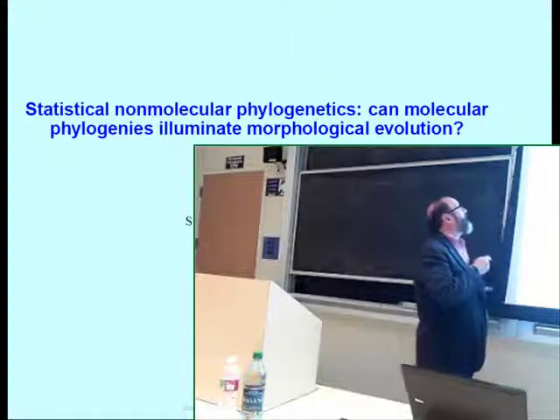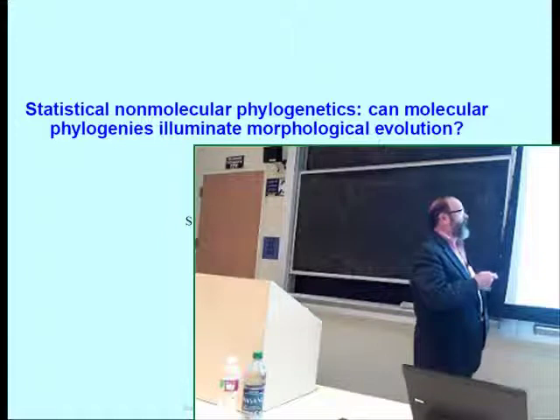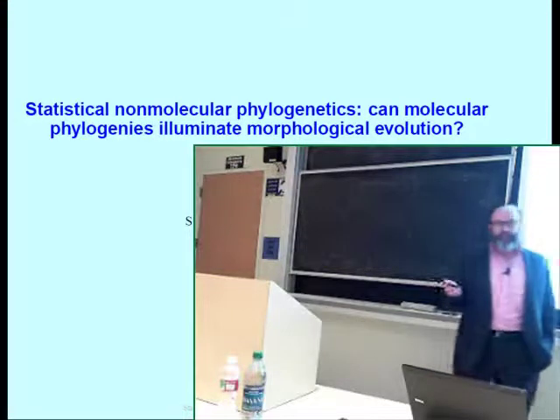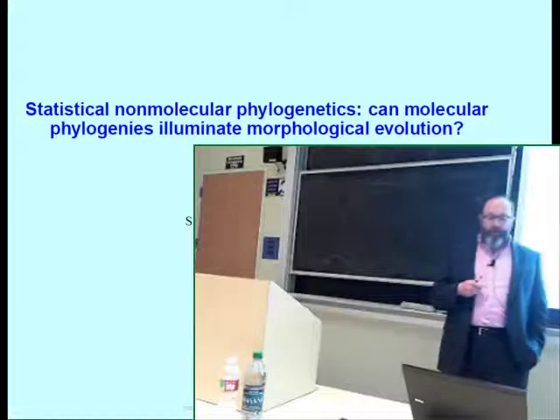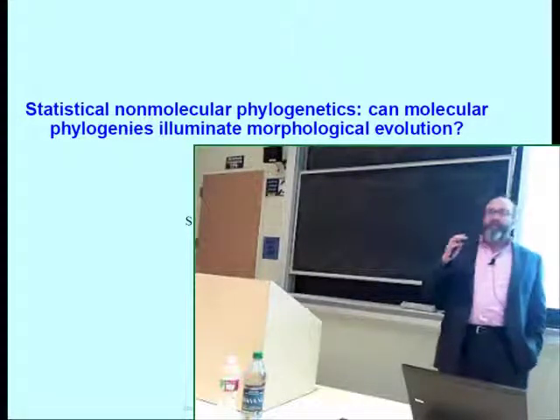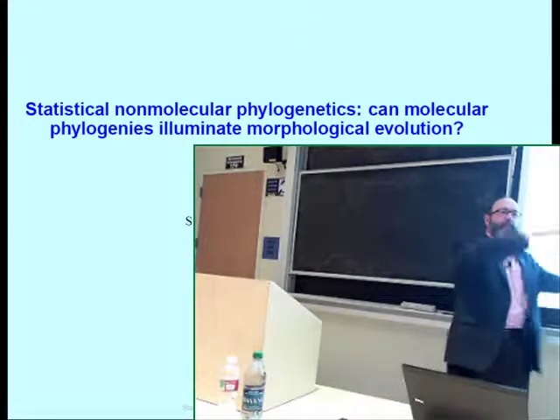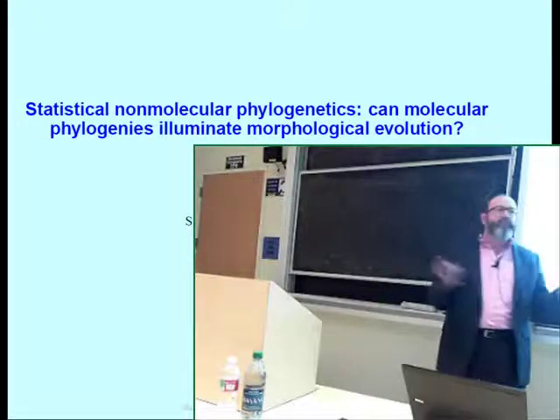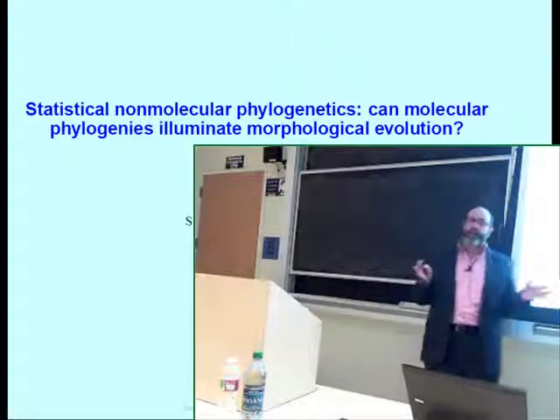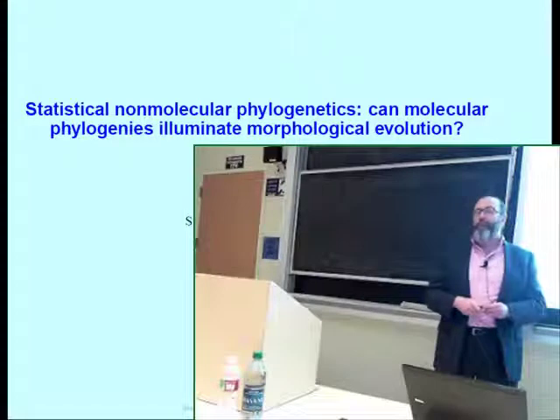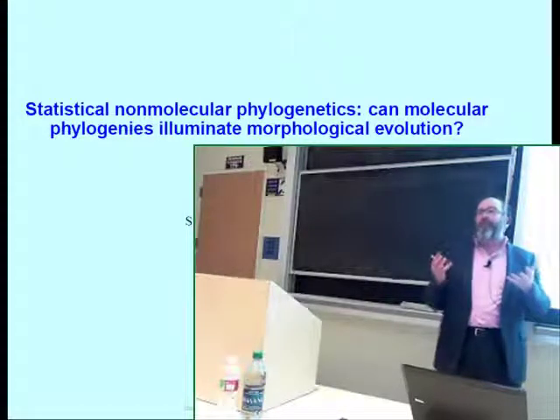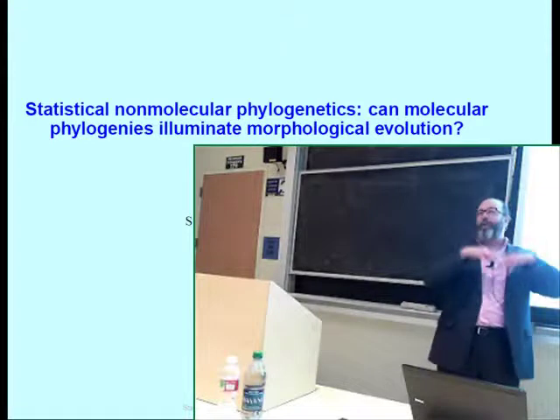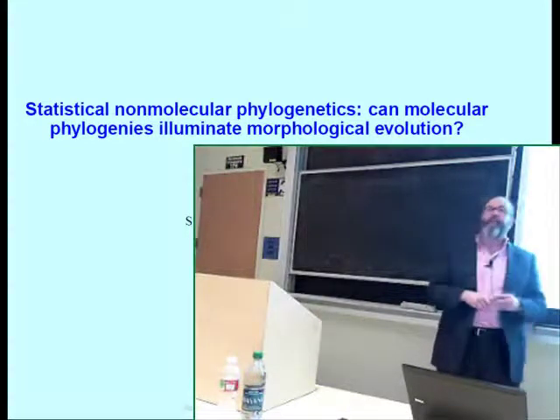And the title is Statistical Nonmolecular Phylogenetics. Can molecular phylogenetics illuminate morphological evolution? Obviously the answer is going to be yes, otherwise I wouldn't be here giving the talk. What I want to do is tell you a little bit about situations in which we have a molecular phylogeny, and this molecular phylogeny is assumed to be pretty perfect, fairly good. It really tells you what the divergence times and the tree topology for the group are. We also have quantitative character data or other types of morphological data, and the question is, how can you make those work together with the molecular phylogeny?